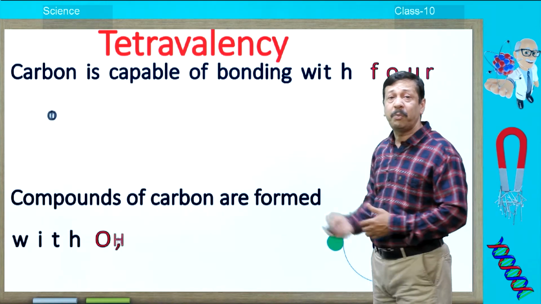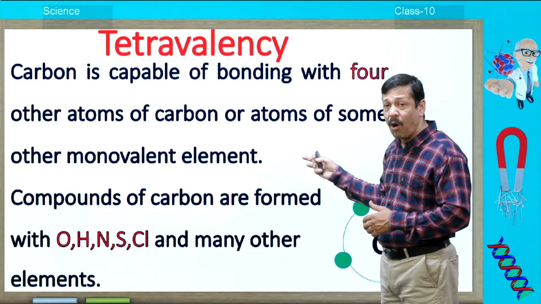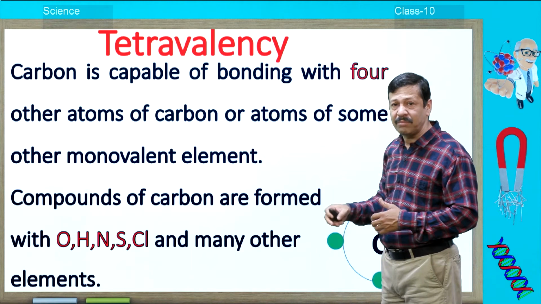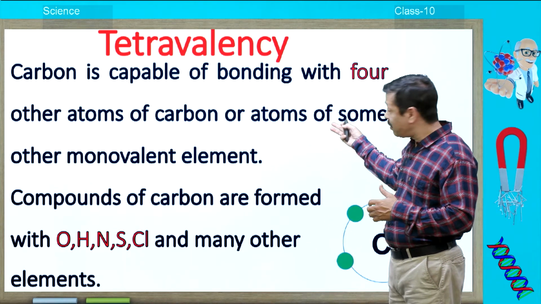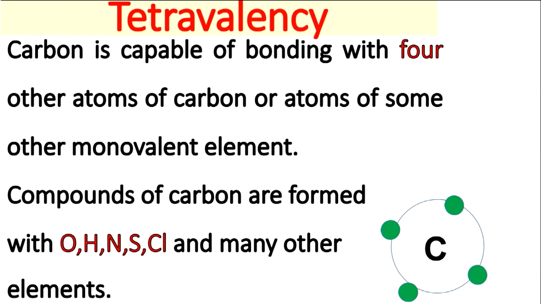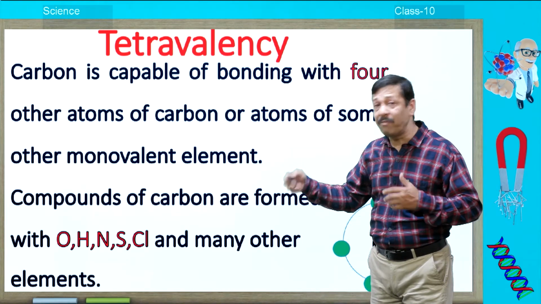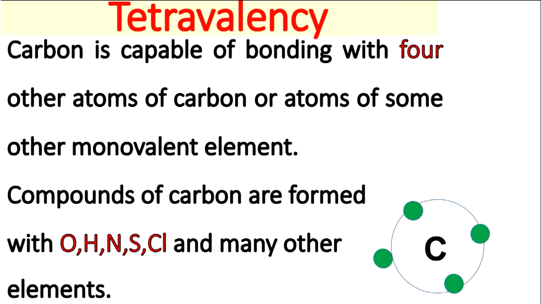Now, another unique property, that is the tetravalency. Carbon is capable of forming bonds with 4 other carbon atoms and they also form bonds with different elements like hydrogen, oxygen, fluorine, nitrogen, chlorine, sulfur and so on. So, carbon can link with its own atoms and atoms of different elements. Here you are seeing the tetravalency of the carbon. Carbon has 4 valence electrons, so it can form bonds with many elements.